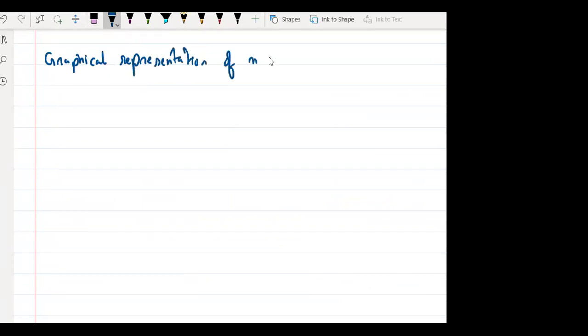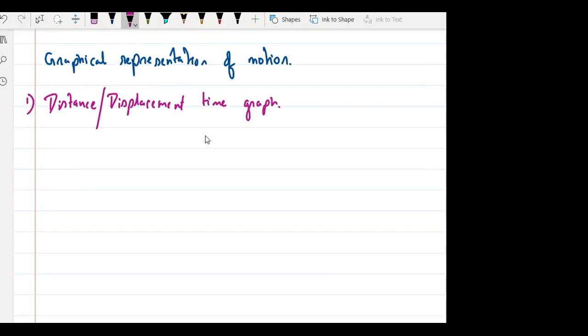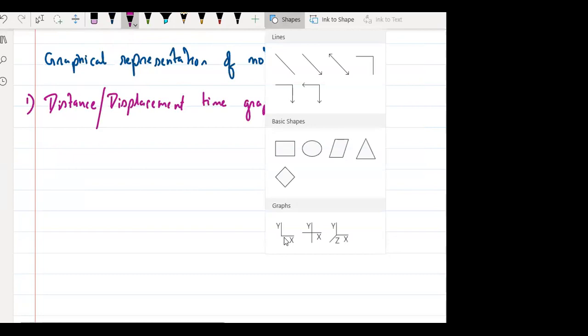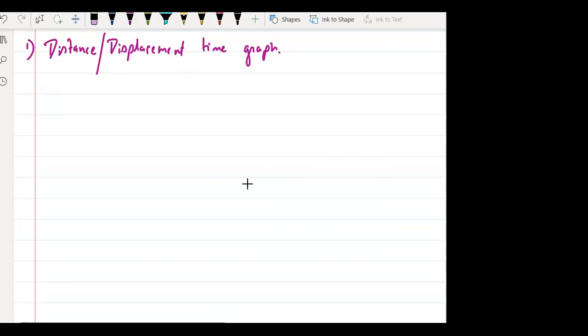I'll summarize it once again. So when you talk about graphs, we have two different types of graph. First is the distance-time graph, or displacement-time graph. When you talk about a distance or displacement-time graph, the axes represent distance or displacement as well as time.